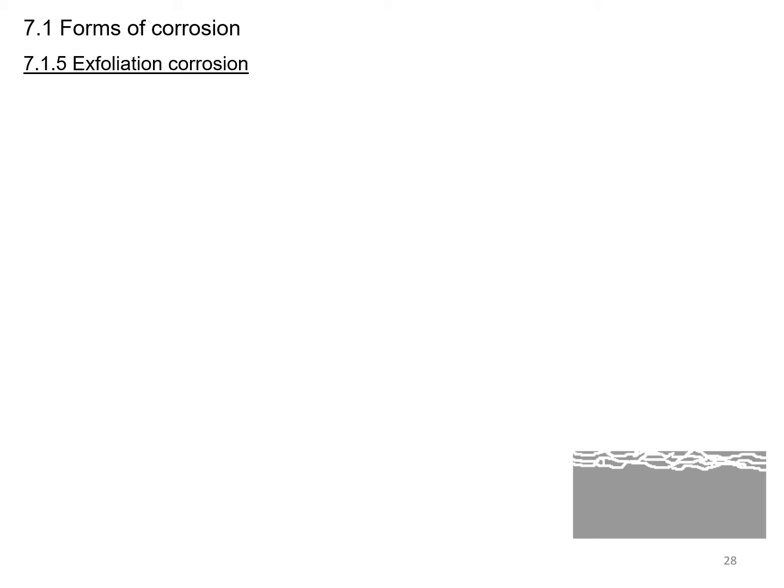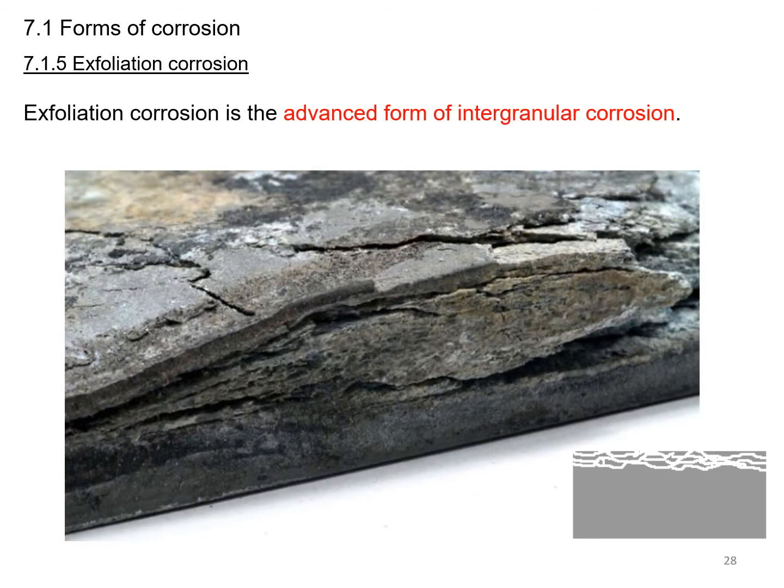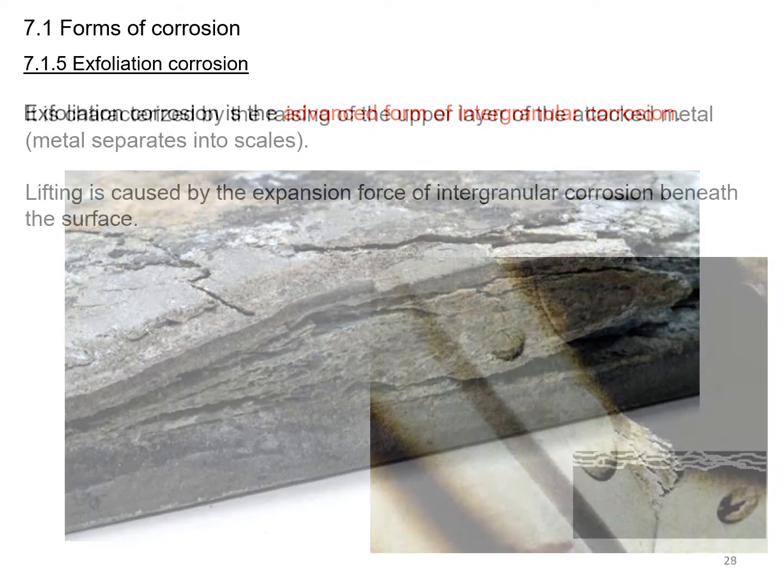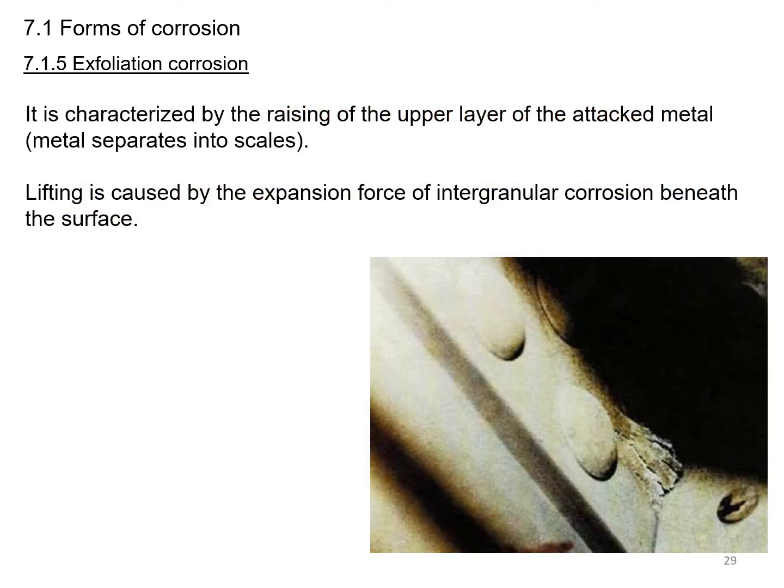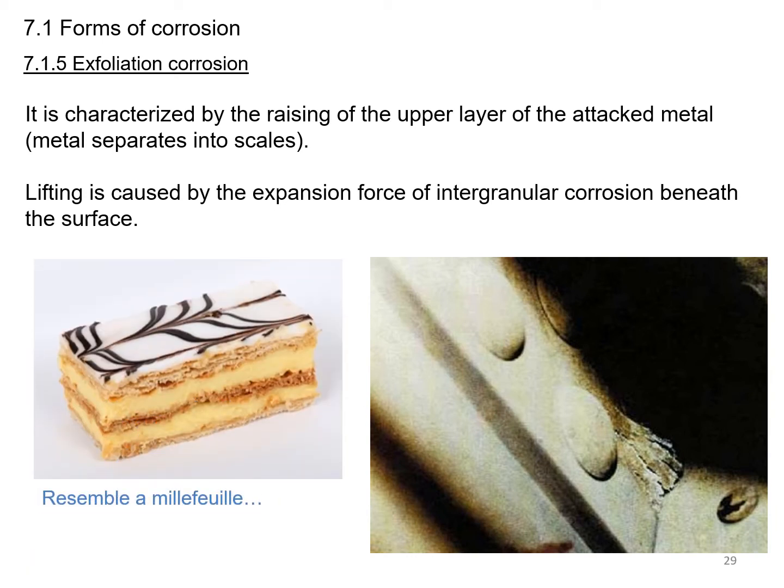7.1.5 Exfoliation corrosion. Exfoliation corrosion is an advanced form of intergranular corrosion. It is characterized by the raising of the upper layer of the attacked metal, or the metal will separate into scales. Lifting is caused by the expansion force of intergranular corrosion beneath the surface. It resembles a millefeuille, and I don't know if you like those, but I actually love them.